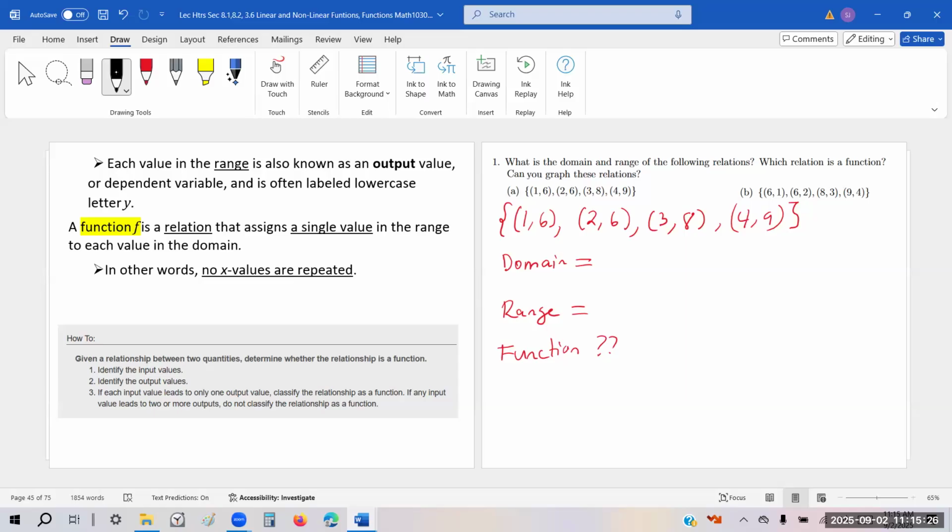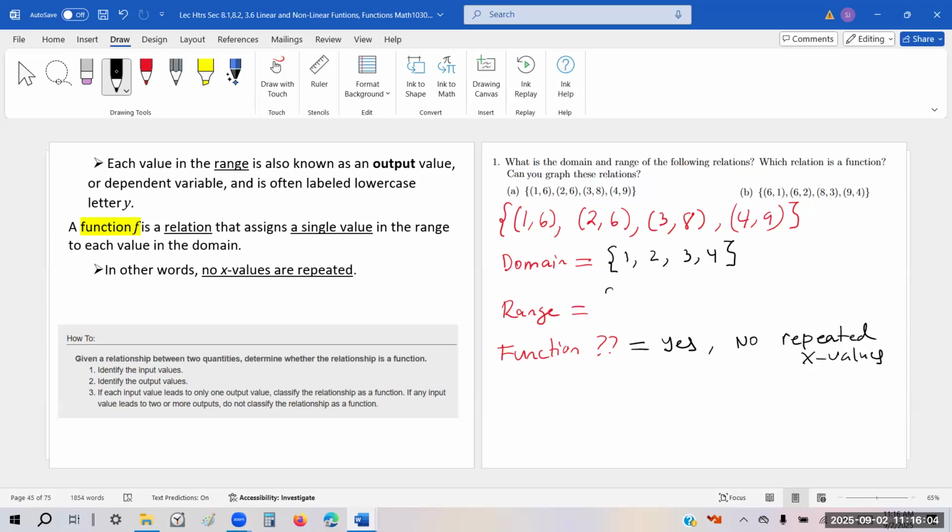So domain is what? What did I say? X. So what are the X values you see? 1, 2, 3, 4. And just by observing the domain, you already know the answer for the function. Does this relation represent a function? Yes, because no X values are repeated. When you don't see the same X value more than once, it's a function.